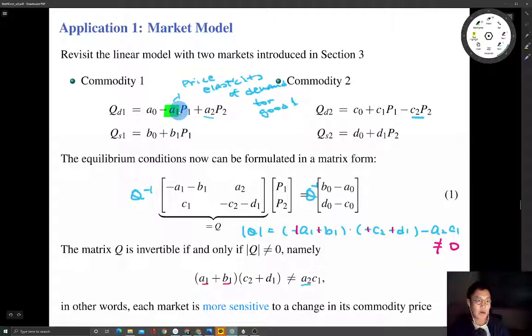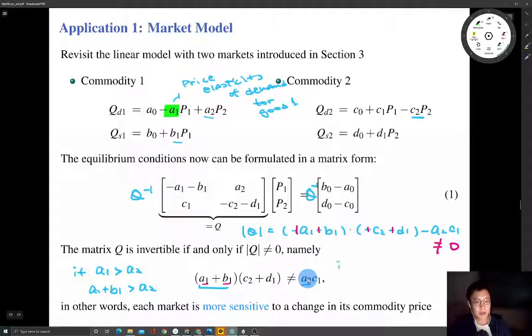So if A1 is larger than A2, because B1 is given by some positive constant, then we can say A1 plus B1 will be larger than A2. Okay? So if A1 is larger than A2, then A1 plus B1 will be larger than A2.